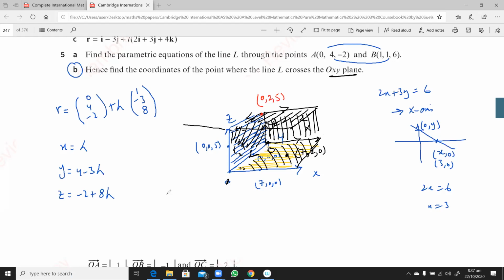Please note it down: on the xy plane, z is 0. On the yz plane, x is 0. And on the xz plane, y is 0. When you're dealing with 2D, you have the x-axis and the y-axis. When you're dealing with 3D, you have the planes instead of the axes: the xy plane, the yz plane, and the xz plane.